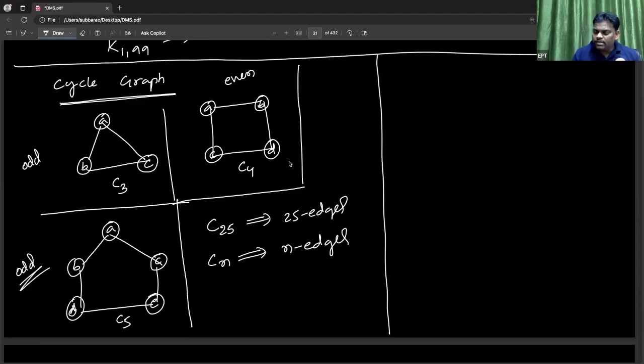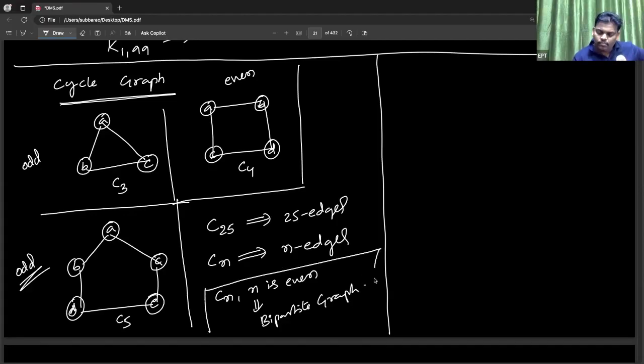Listen, I am writing. Can you see this? Cn, a cycle graph with n vertices where n is even. It's a bipartite graph. Okay, perfect. Everyone is comfortable.